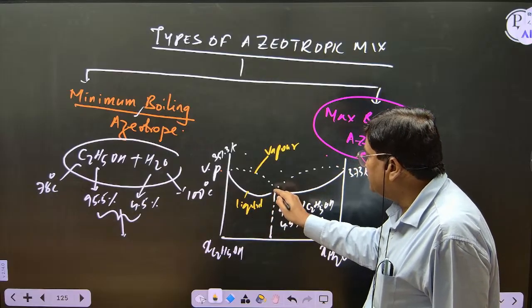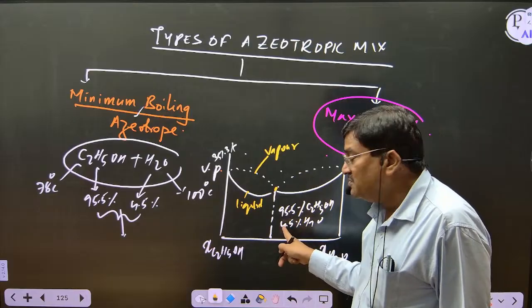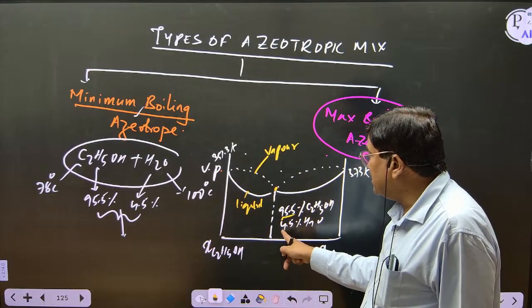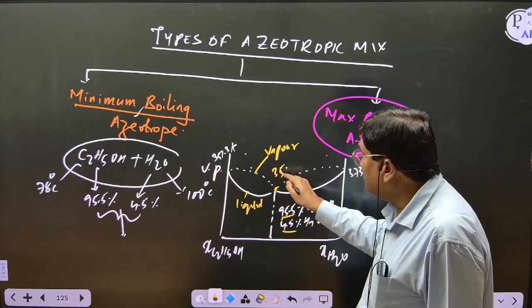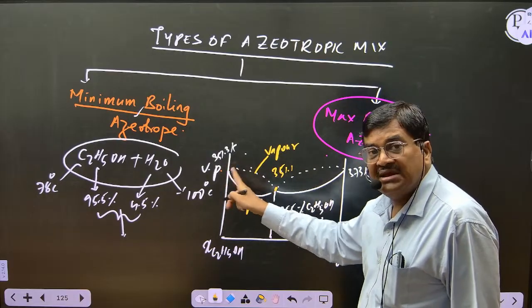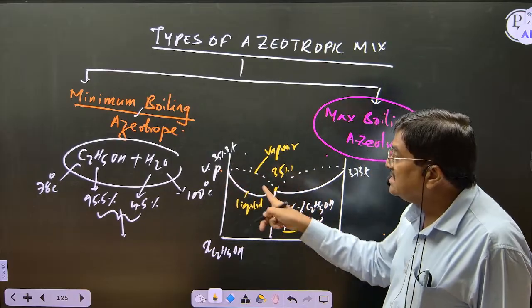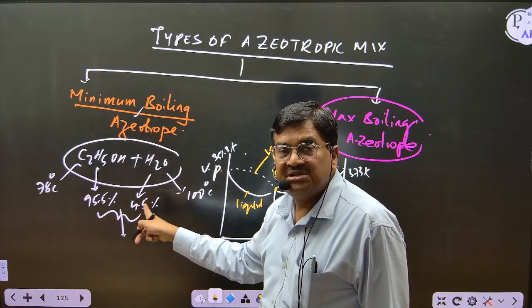That means at this point both compositions will be the same. And what is that composition? You have to remember 95.5% and 4.5%. But the temperature is coming here, 351.1. Now see, is the boiling point lower than either of the two liquids or not? That's the reason we call it a minimum boiling azeotrope. Concept understood, all of you?